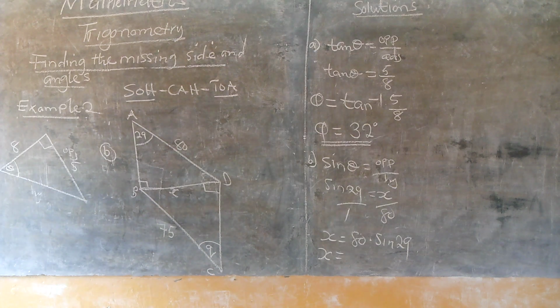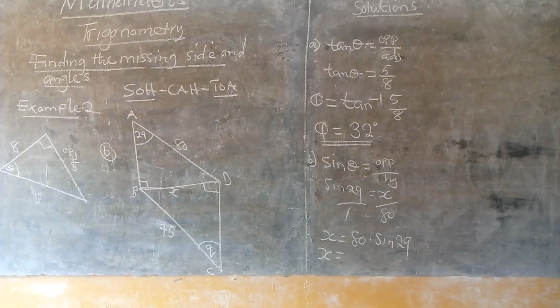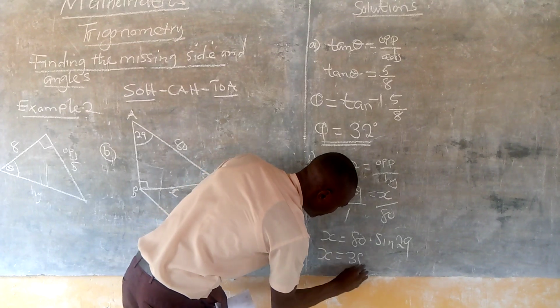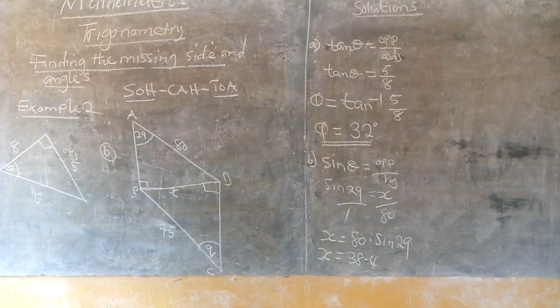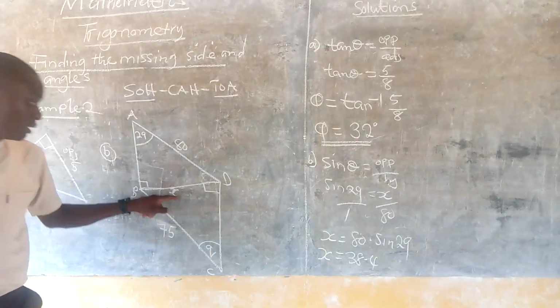What are you having? 78. 8 multiplied by sine. Okay, so after you punch, it's giving what? 38.4. So that one is not our angle. Out here, that is the side length, which is x.